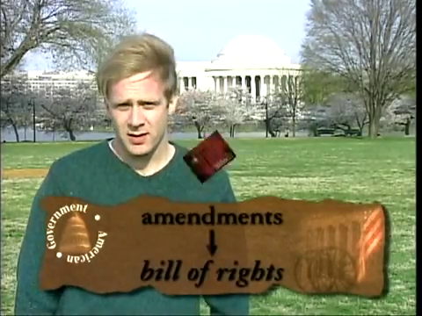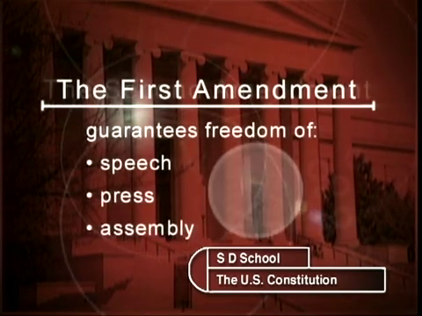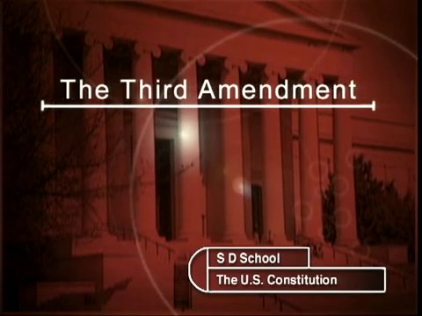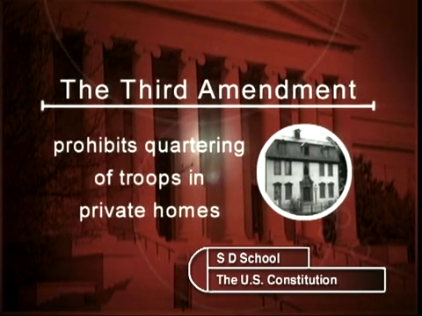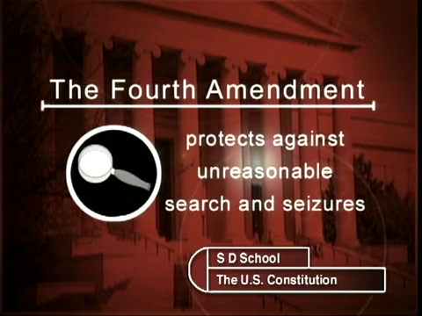Here's a quick rundown of the amendments that make up the Bill of Rights. The First Amendment guarantees freedom of speech, press, and assembly. The Second Amendment gives citizens the right to bear arms. The Third Amendment prohibits the quartering of troops in private homes. The Fourth Amendment protects against unreasonable search and seizures.